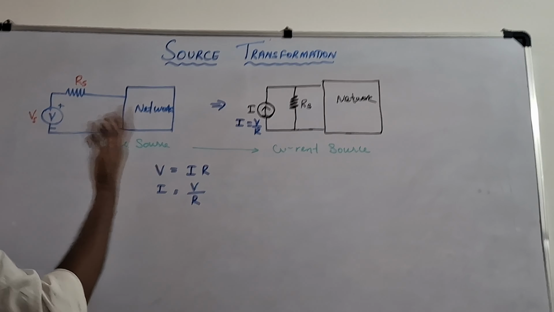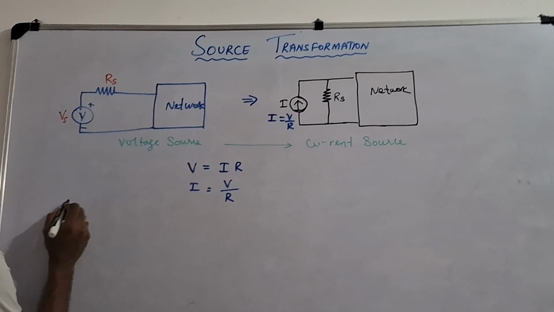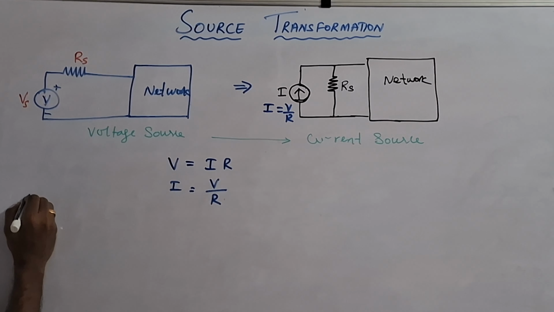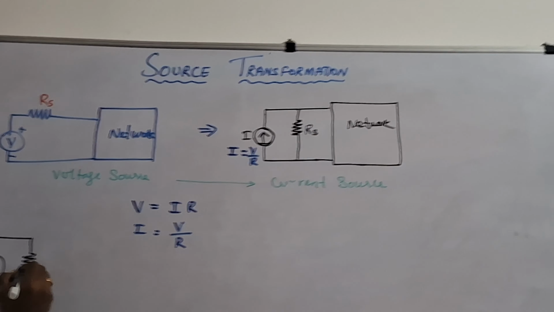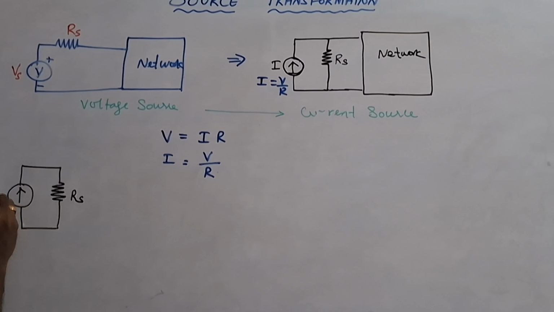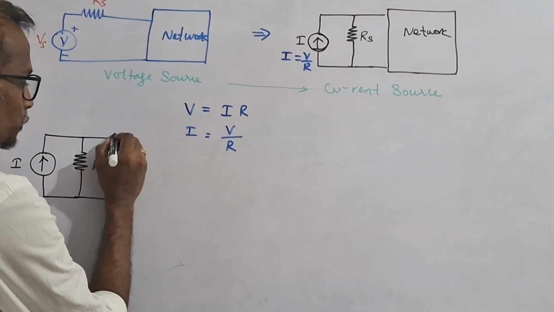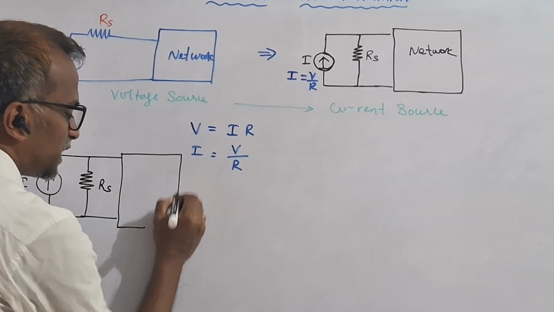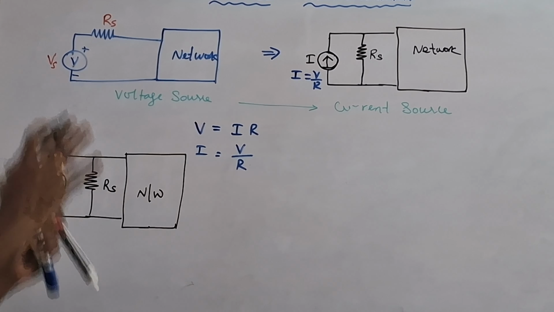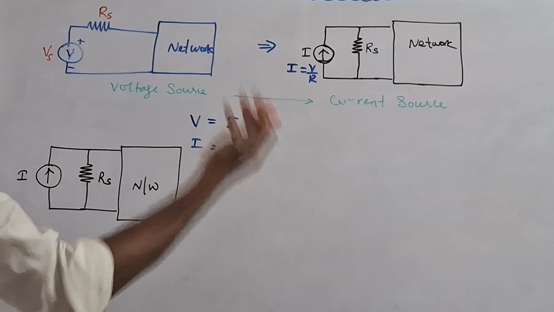Similarly, vice versa, assume that we have a current source Is, with a resistance connected in parallel. This is the current source Is, and it is connected to the particular network. This electric circuit has many components inside the entire network, and that can be converted into the voltage source.